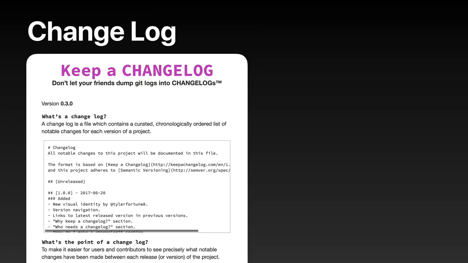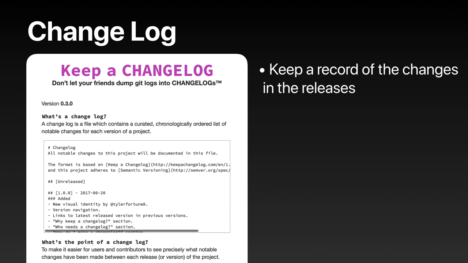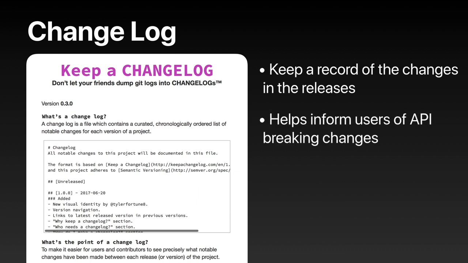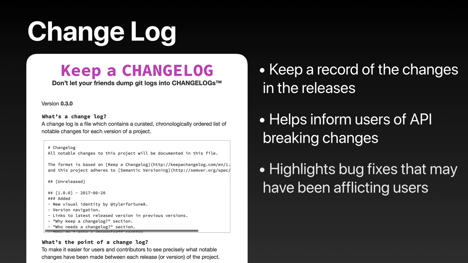This is something I actually don't do very well. I need to get better at it, is keep a changelog. Whenever you add new features, make sure you put a note in the changelog to make sure that people are aware that if there's a bug that was harassing people, it's been fixed. If there's a new feature people have been asking for, it's in there. This is really good because it just lets people keep up to date with what's actually been happening with the library. This is also really useful if you're actually going to break an API. You tell people that the API is going to break, so this is what you have to do to get around it. And like I said, highlights bug fixes.